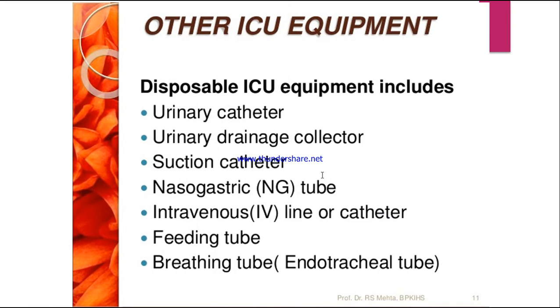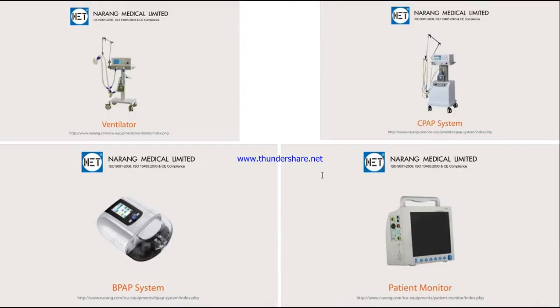Next, other ICU equipments include disposable ICU equipment, use and throw. They are urinary catheter. Once they are used, they are thrown, discarded. Urinary drainage collector, or you can call it a urobag. Suction catheters, NG tubes, IV line, IV catheters, IV cannulas. Then we have feeding tube, NG tubes, breathing tube like endotracheal tubes. So these are some of the equipments which are used and thrown.